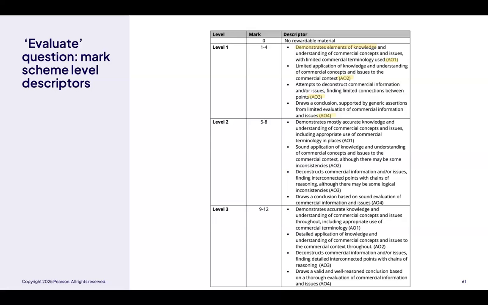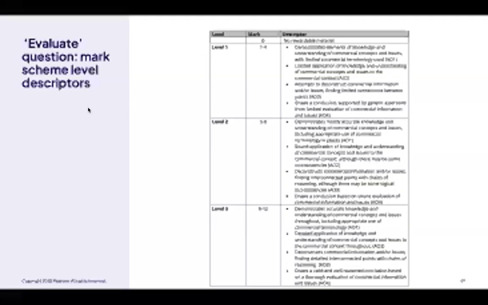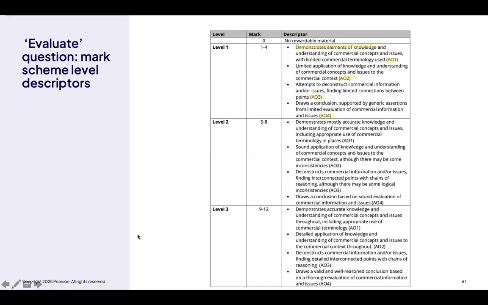Now, once again, that same best fit applies. So level 3 is the highest level in all of those 4 assessment objectives. Just bear with me. Lost it again momentarily. But once again, we have this best fit approach, and I'm just going to illustrate it this way.